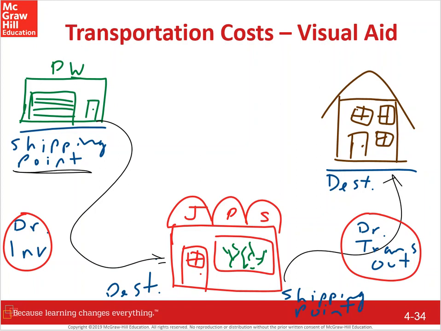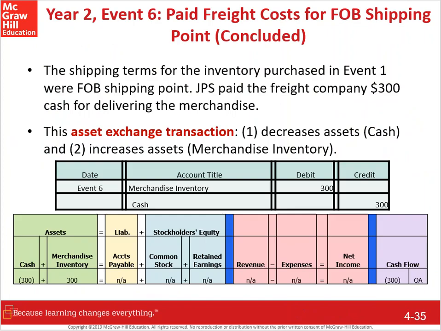Do we have a transportation in? Well, that would be when we're obtaining goods, so buying the inventory and readying it for resale. So we don't have a transportation in, but if you're thinking transportation in, I want you to think transportation inventory and use your inventory account because it's product cost. I hope all that makes sense. We'll keep revisiting this as we go, but let's get back to event six.